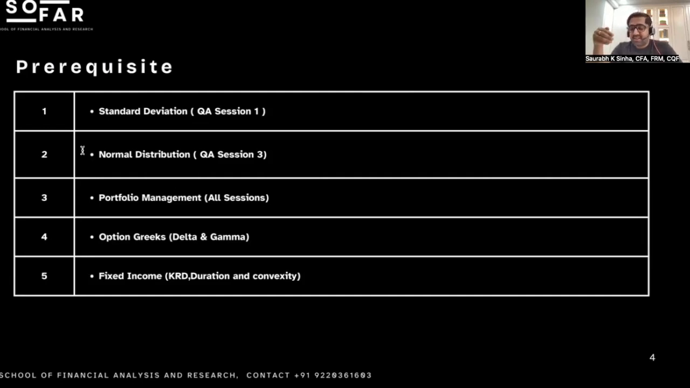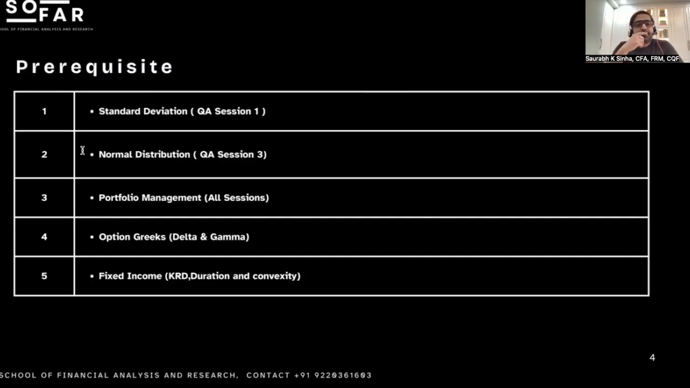We studied standard deviation and normal distribution in quantitative analysis session 1 and session 3. Portfolio management, all sessions are prerequisite. If you don't understand portfolio management, you cannot have a deeper understanding of the calculation of VaR, and then delta and gamma. Because one of the methods to calculate VaR is the delta normal approach. If you don't know what delta is, how would you calculate a delta normal approach VaR? You cannot. In the same way, you need an understanding of duration and convexity. Otherwise, you cannot do the proper calculation of VaR. So these are prerequisites. Please revise your notes for a deeper understanding of the VaR session.